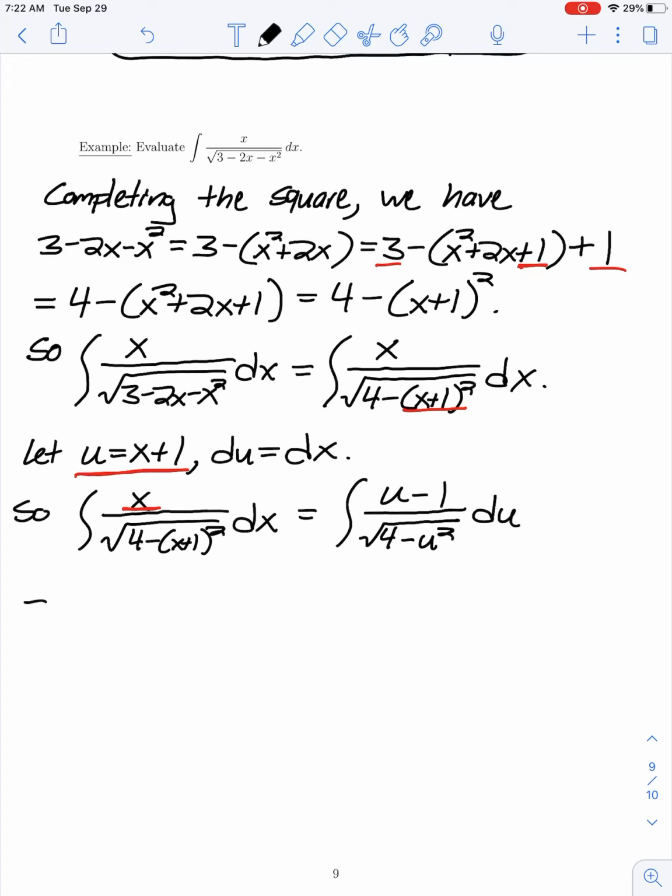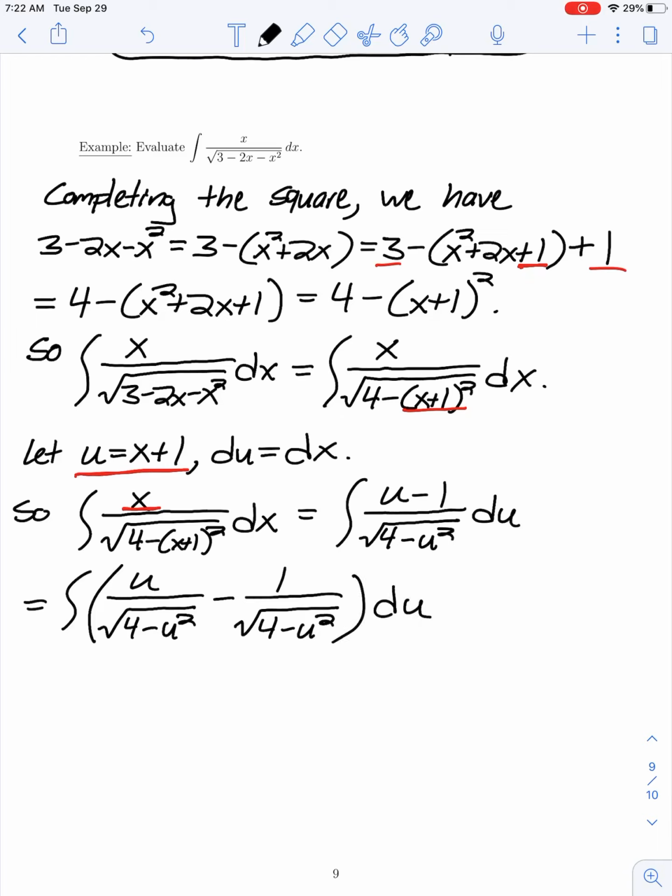So I'm left with the integral of this expression involving u, which to evaluate I could split into 2 parts. I have u over the square root of 4 minus u squared, minus 1 over the square root of 4 minus u squared, du. And I need to find an antiderivative for each of these parts.